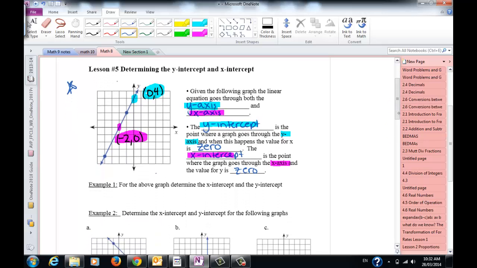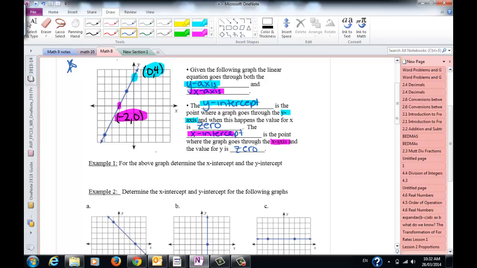All right, so if I want to determine the x-intercept and the y-intercept for the graph above, our x-intercept is where the graph goes through the x-axis. And if you're not sure, you can always just look for the x-axis, and then you can draw a line through it, and when you finally get to that point where the linear equation goes through it, that's your x-intercept. So our x-intercept in this case is (-2, 0), and our y-intercept, which is right here, where our linear equation goes through our y-axis, is (0, 4).